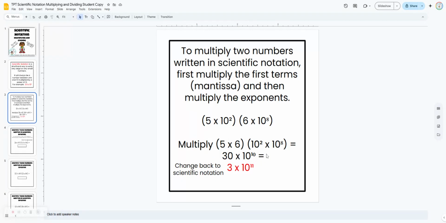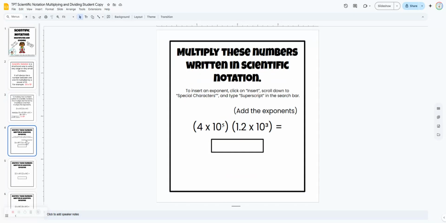Now, since it's not in scientific notation, we need to change it so that it is. So here we need only one number to the left of the decimal point. So in order to do that, we're going to divide by 10 here and then multiply by 10 here. So if we divide by 10 here, we get 3. And if we multiply by 10, we're just going to add one more number to our exponent, 10 to the 11th power. So students are going to be doing this on the next few slides.